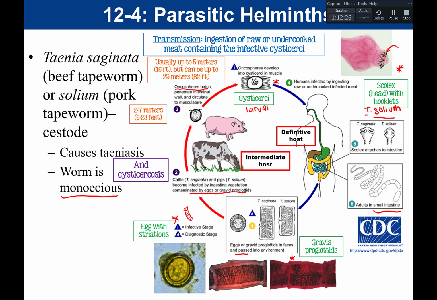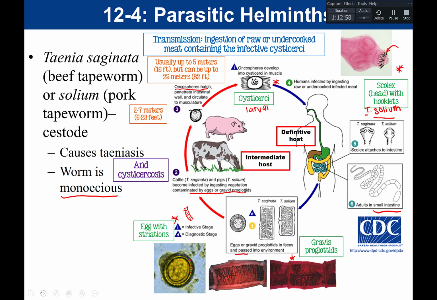So just think about that for a minute. 82 feet is how large one of these worms can get. For Taenia solium, they're going to be smaller than saginata. They're typically between 2 to 7 meters or between 6 to 23 feet. So again, these are going to be our very large worms, right? They're much, much larger than the other worms that we've talked about. So these are very large worms.